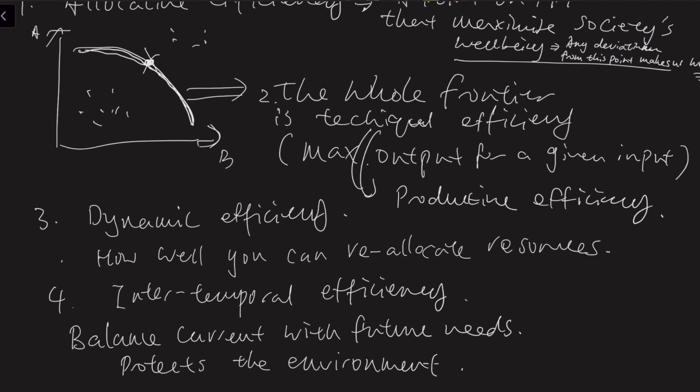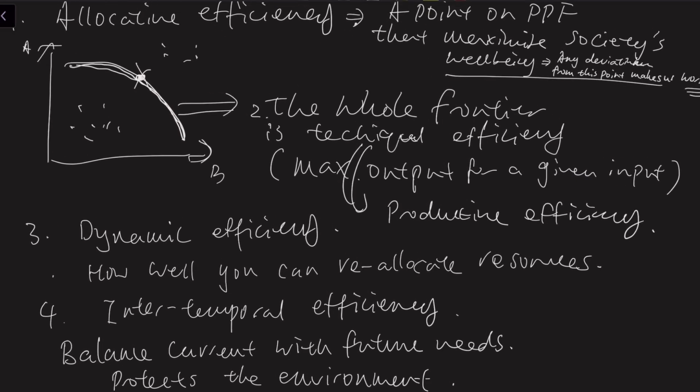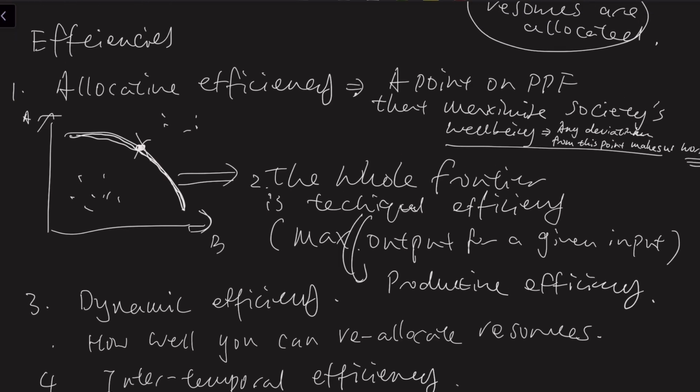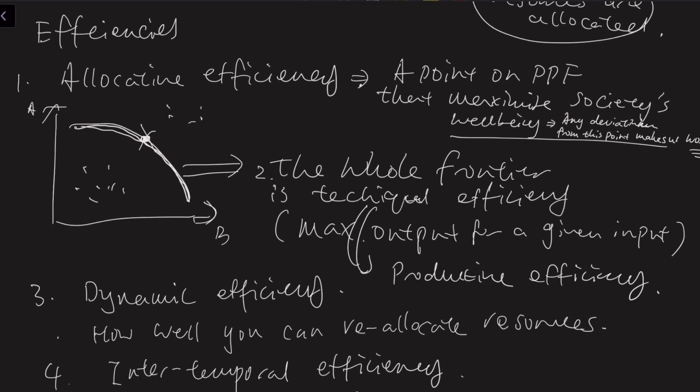So as you can see, sometimes they are not really compatible with each other, especially productive efficiency and intertemporal efficiency. But dynamic efficiency is compatible with allocative efficiency. And generally speaking, markets are efficient at allocating goods and services to achieve allocative efficiency in the economy.